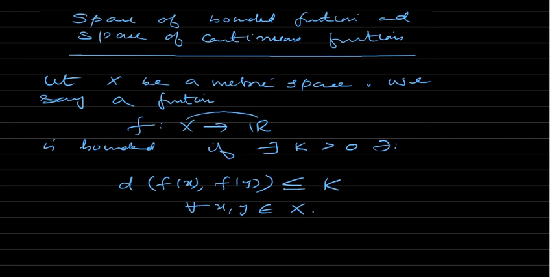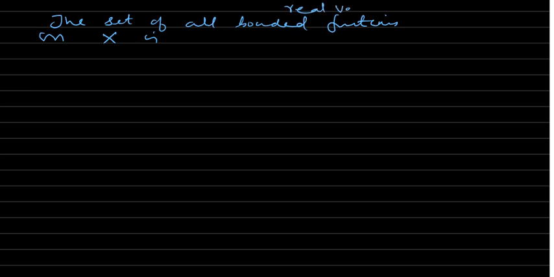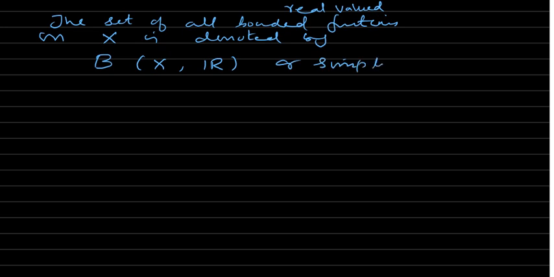Okay, so the set of all bounded functions is denoted by B(X). The set of all bounded real valued functions on X is denoted by this space B(X, R), or simply B(X), because R is understood, it's the real line, so it depends only on X. This is the set of all bounded functions, and this set has algebra because the sum of bounded functions is again a bounded function, difference of bounded functions is again a bounded function. So you can easily verify this.